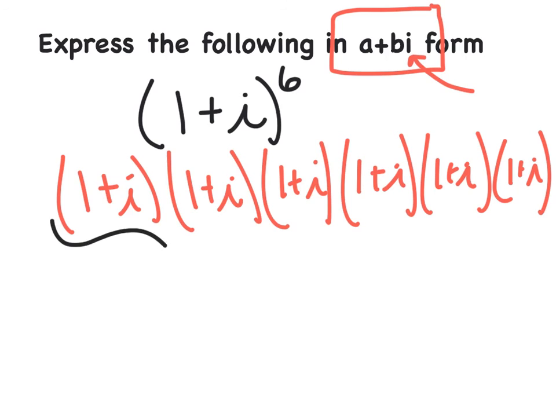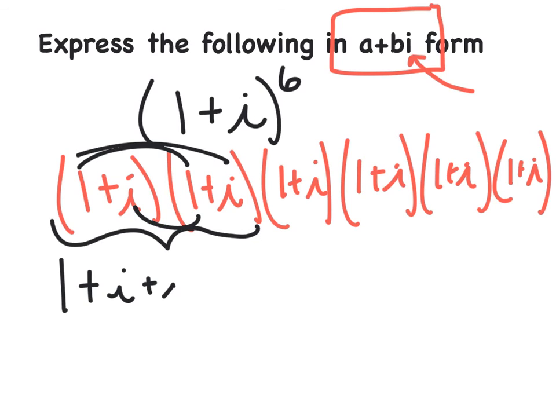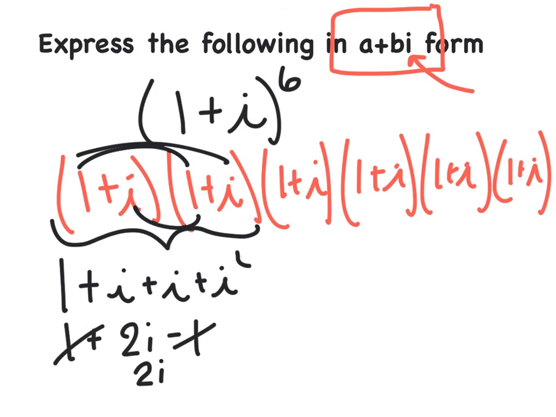So I'm just going to multiply the first two together. So let's put a little bracket there and multiply those together. So if I FOIL, I get 1 plus i plus i plus i squared. So that's 1 plus 2i, and we know i squared is negative 1. So basically, that term just turns into 2i.